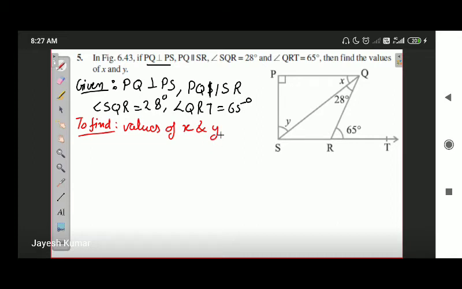Okay. So first of all, see, this angle QRT is a kind of exterior angle for this quadrilateral PQRS. See, in the quadrilateral PQRS, this angle is 90 degree. This line is parallel to ST. Okay. So PQRS is a quadrilateral, but we don't have in this chapter any theorem regarding quadrilateral.